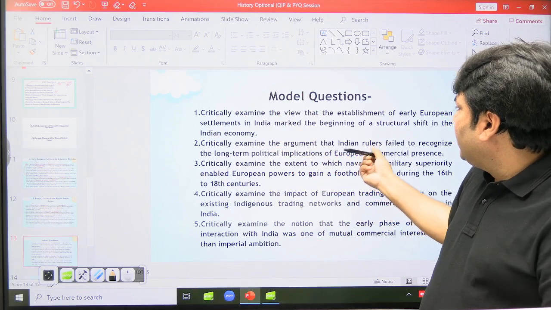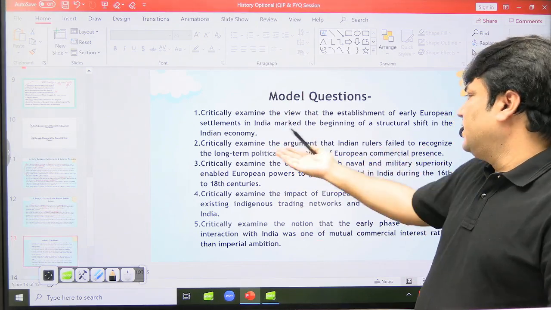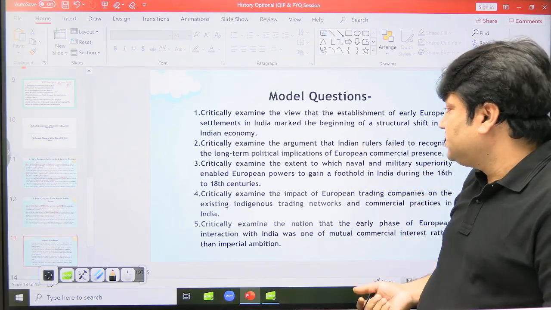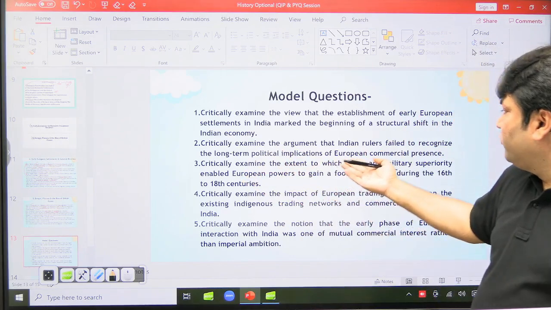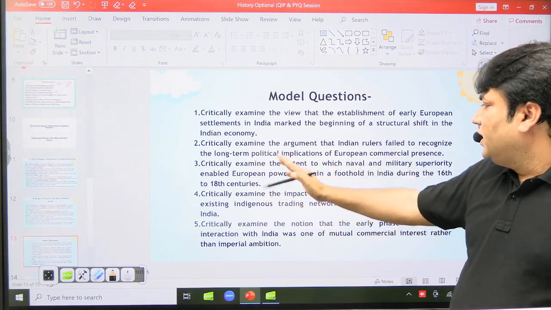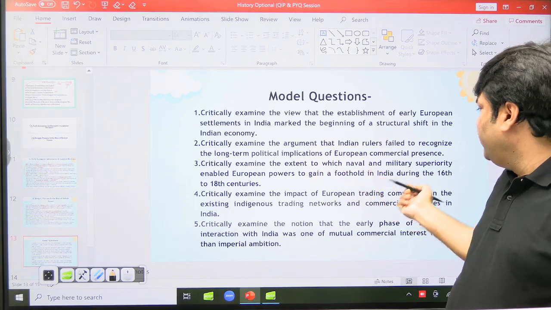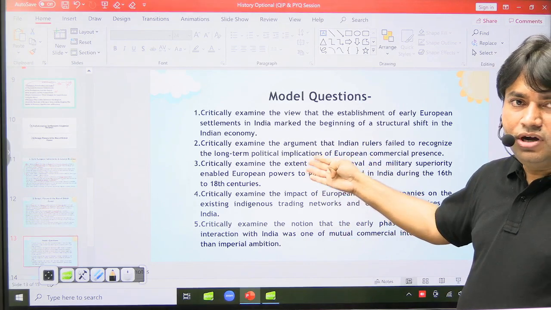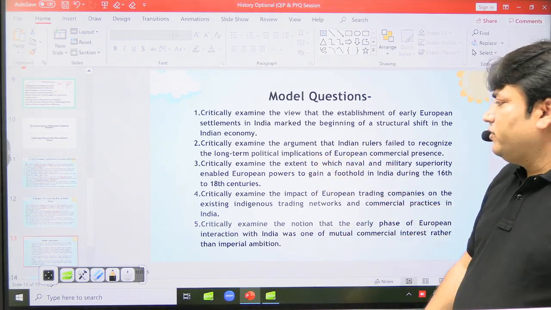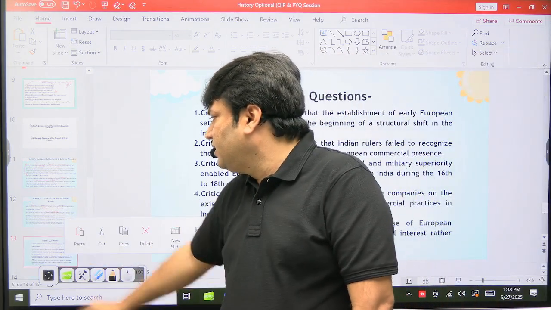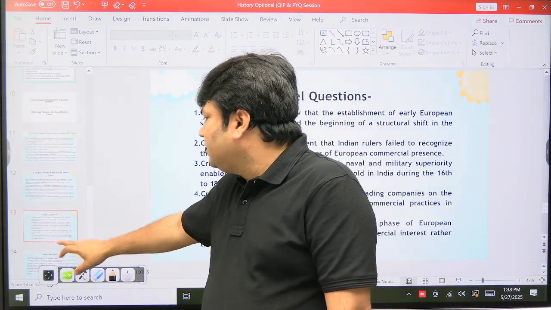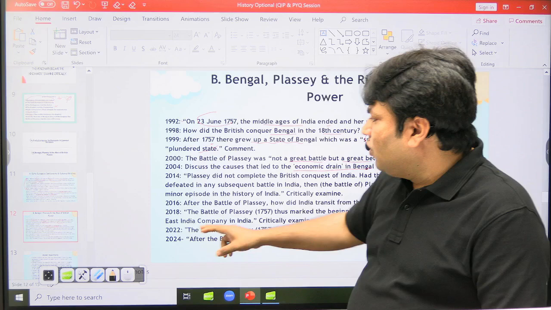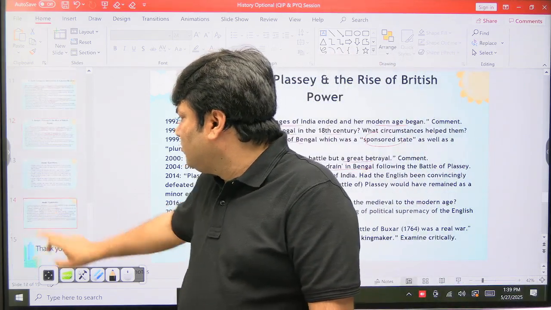Critically examine the argument that Indian rulers failed to recognize the long term political implications of European commercial presence. Critically examine the extent to which naval and military superiority enabled European powers to gain a foothold in India during the 16th and 18th century. This is also a historical opinion based question. So all these questions are in the same manner, they are historical opinion based questions, right? All these questions. It means there are 10 model questions here.